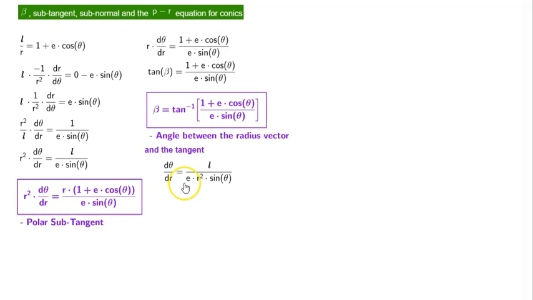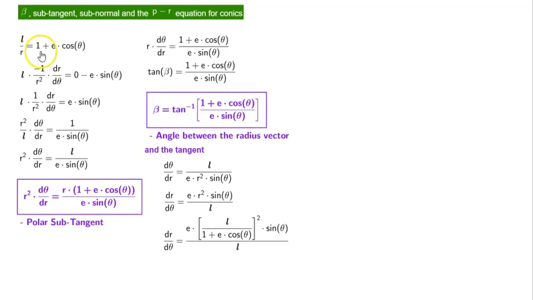Now let's take d theta by dr. How did we get this? We had differentiated the equation of the conic. So now we take R square to the other side. We end up with d theta by dr is equal to L by E times R square sine theta. Again, taking the reciprocal, we get dr by d theta is equal to E times R square times sine theta by L.